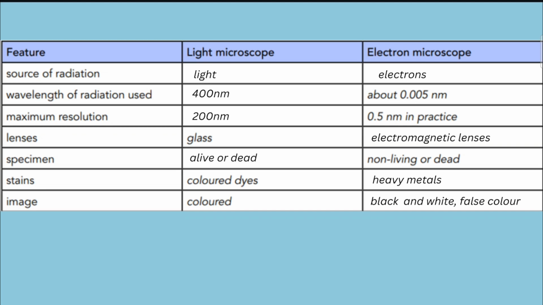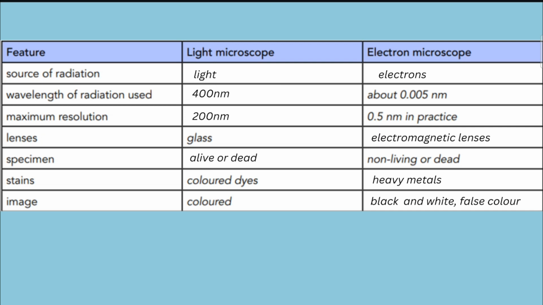Remember, we stain these specimens. For a light microscope, we stain them using colored dyes. For an electron microscope, you cannot use colored dyes, because electrons can't really view color the way light does. What you use are heavy metals. So have you seen an X-ray before? That's exactly what it looks like once you view something through an electron microscope.